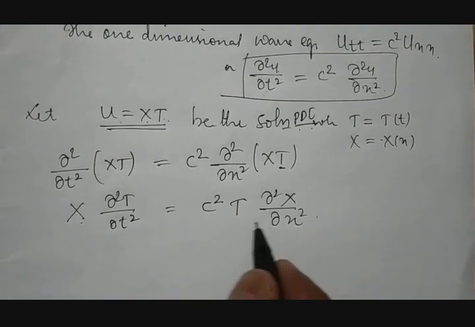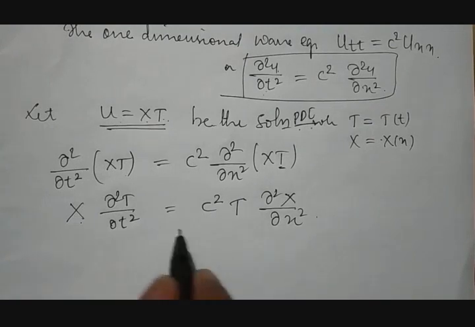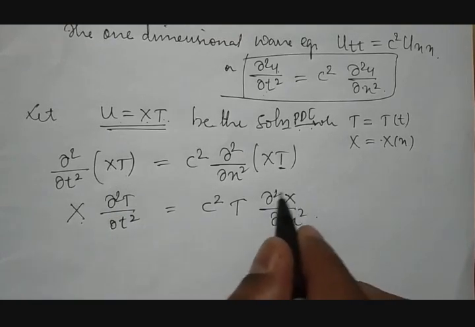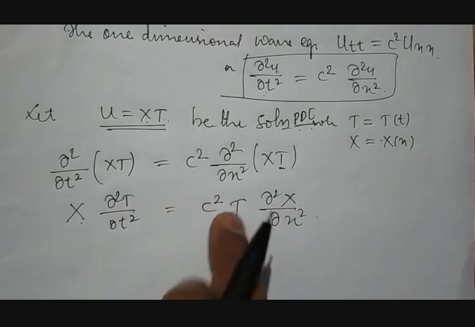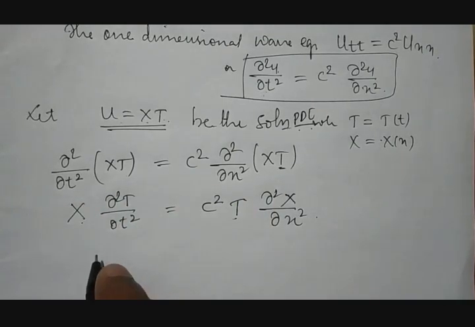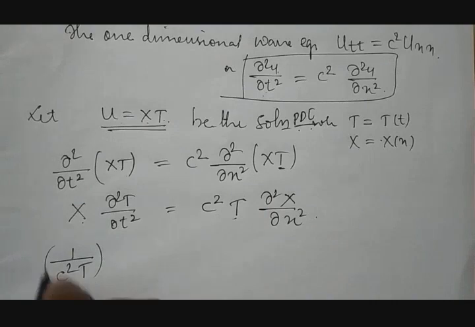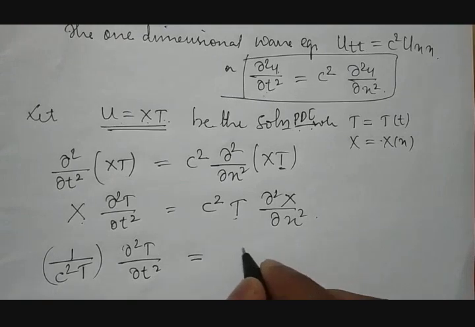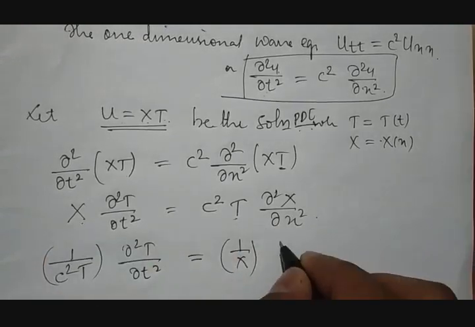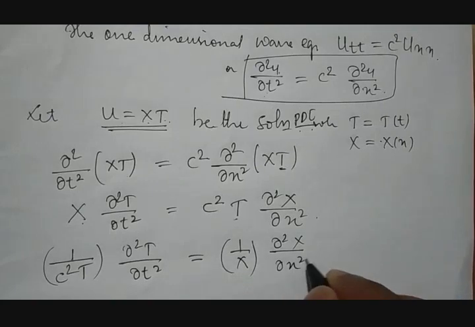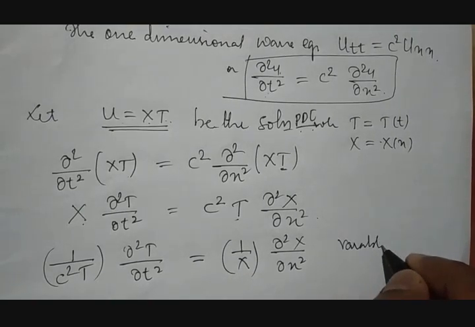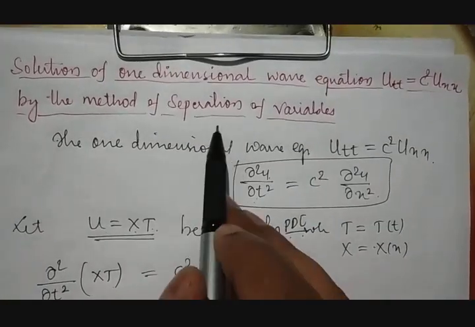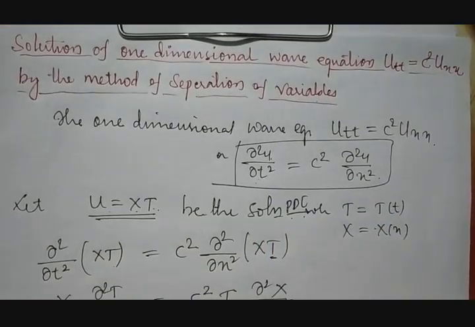Therefore, let us shuffle the terms. Variable separable means this is a group of t, but here X is unwanted, and this is a group of x, where T is unwanted. So let us send this T to one end and X to the other end. Therefore, 1/(c²T) ∂²T/∂t² is equal to 1/X ∂²X/∂x². It means the variables are separated. This is the meaning of the title, separation of variables.